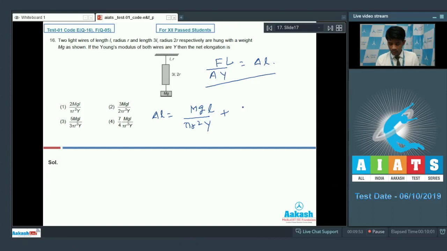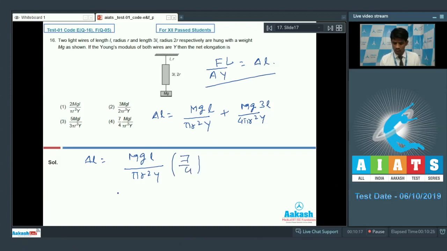Elongation in this wire: the force is the same, but the radius is 2r, so the area is 4 pi r square, Young's modulus Y, and length 3L. Arranging the answer, we have mgL by pi r square Y times (1 plus 3 by 4), that is 7 by 4 altogether. So option 4 is the correct answer for question number 16.